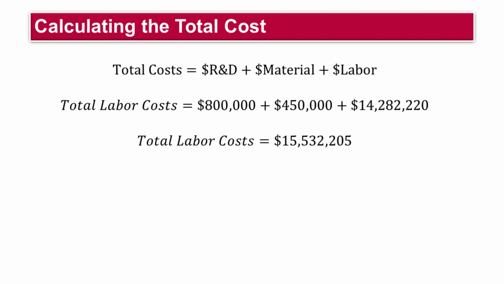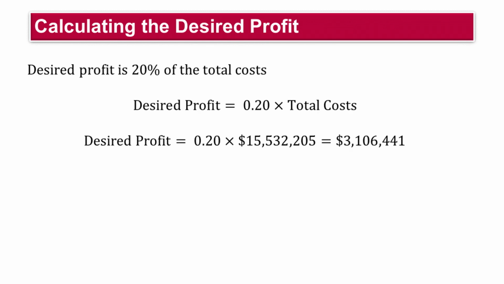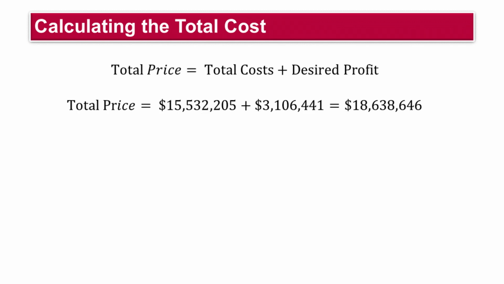Note, the R&D costs and material costs were given in the problem statement. The total comes to $15,532,205. Here we calculate the desired profits, which are 20% of the total costs. The desired profit is calculated to be $3,106,441. Finally, we calculate the total price, which is the sum of the total costs plus the desired profit.